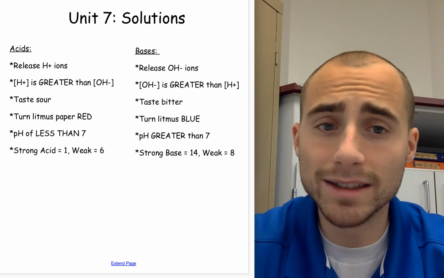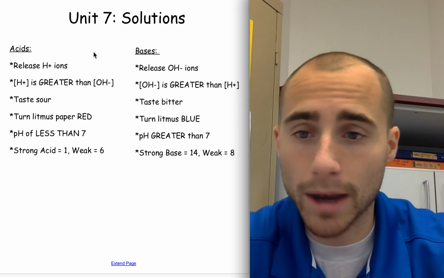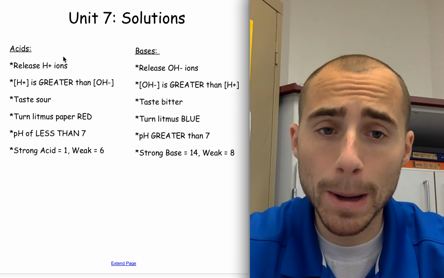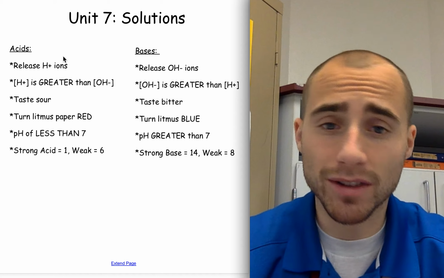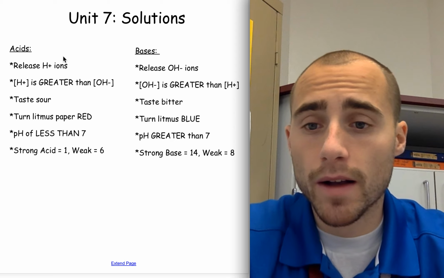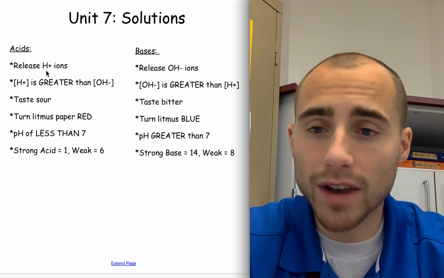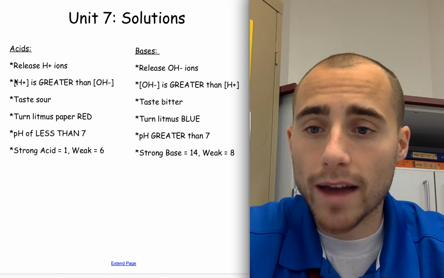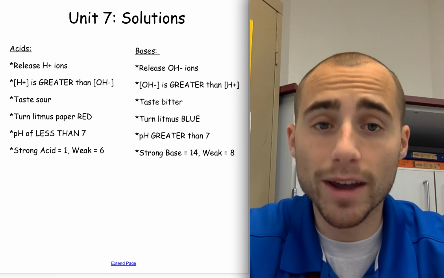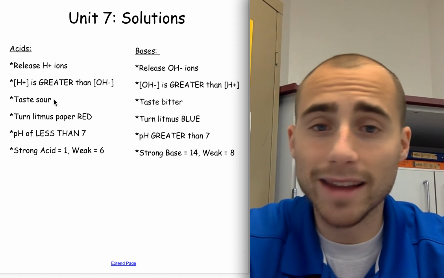Okay, for acids and bases, these are just comparing the properties of an acid and a base. Again, I would do this review in my notebook and just have everything side by side, everything on one or two pages, so that way you can follow it more easily. Acids release hydrogen ions. Their H plus concentration is greater than their OH minus concentration. That is important. They taste sour.